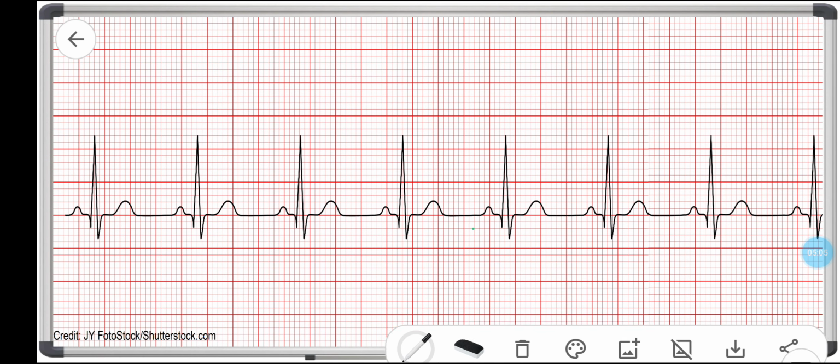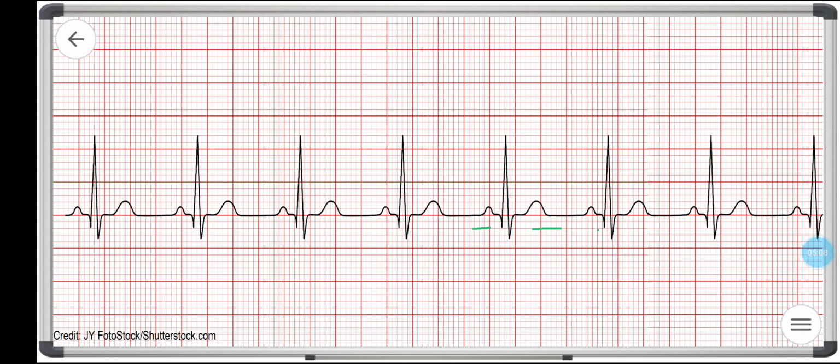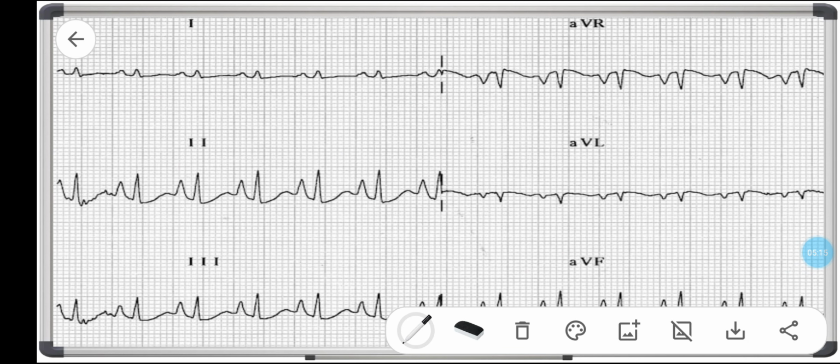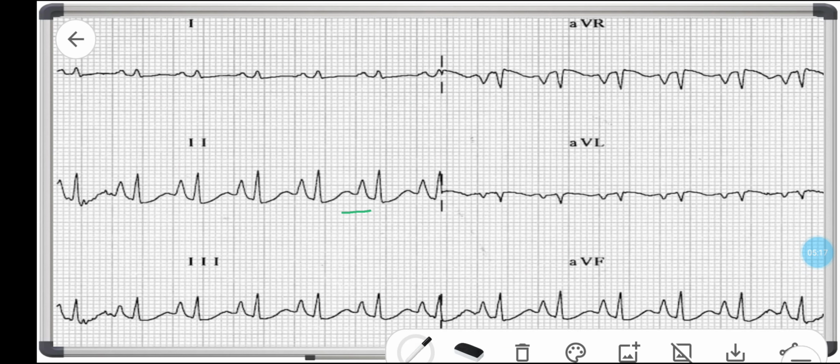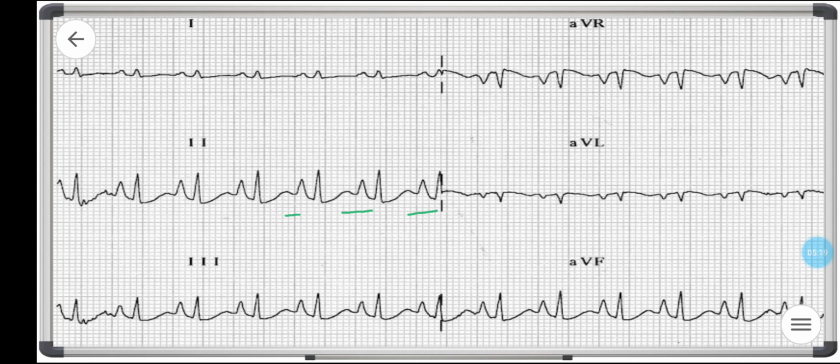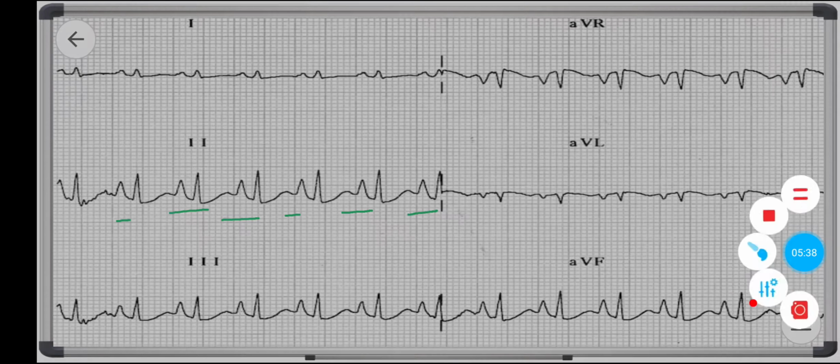Here you can see a perfectly normal P wave over here. Let's look at the P pulmonale and the P mitral now. As compared to that, you can see over here in lead 2 that this P wave is a peaked P wave, which is seen in P pulmonale, that is seen in right atrial enlargement, for whatever reason. If there's a right atrial enlargement, that's going to give a peaked P wave, or the P pulmonale.